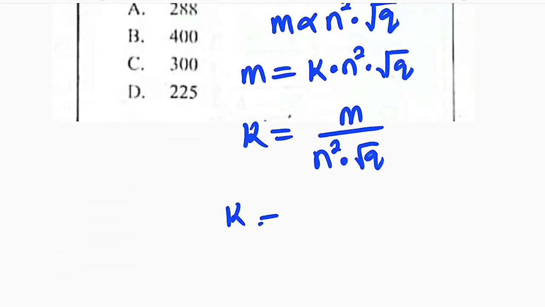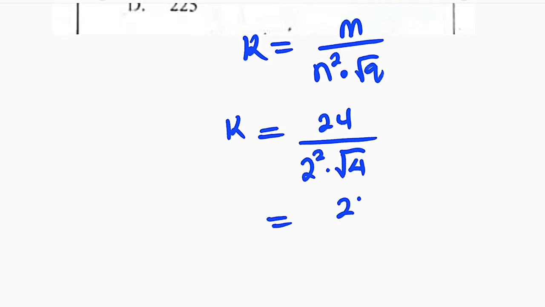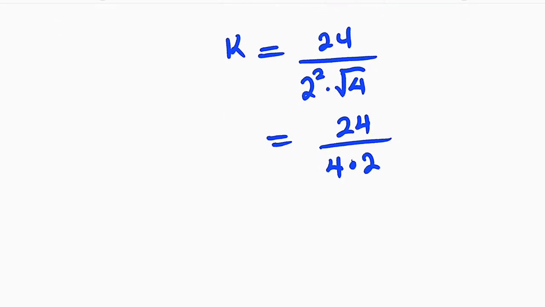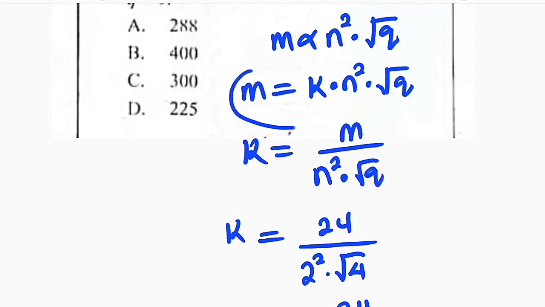So therefore, k is now equal to 24 divided by n to the power of 2, which is 2 to the power of 2, multiplied by square root of 4. This is equal to 24 to the top. To the bottom, we have 2 squared is 4 multiplied by square root of 4 is 2. So you can see to the bottom we have 4 times 2, which is 8, and 24 divided by 8 is equal to 3, and hence k is equal to 3. Therefore, we can substitute the value of k back into this given equation.